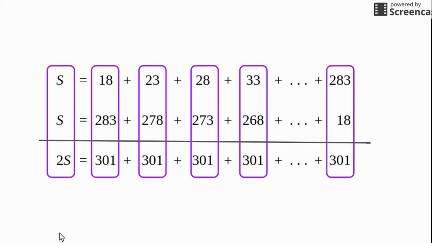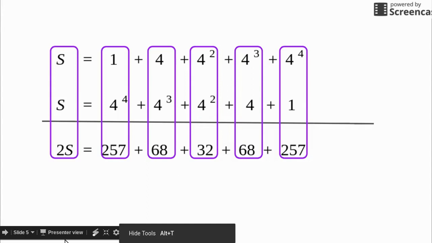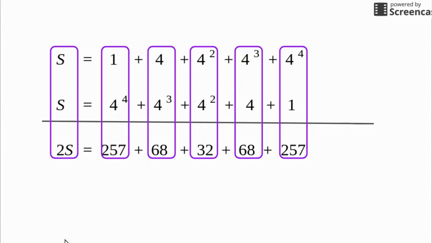This is because the sums of the pairs will always be the same. We cannot use Gauss's method if the pairs do not always add up to the same sum. Consider the sum shown here.